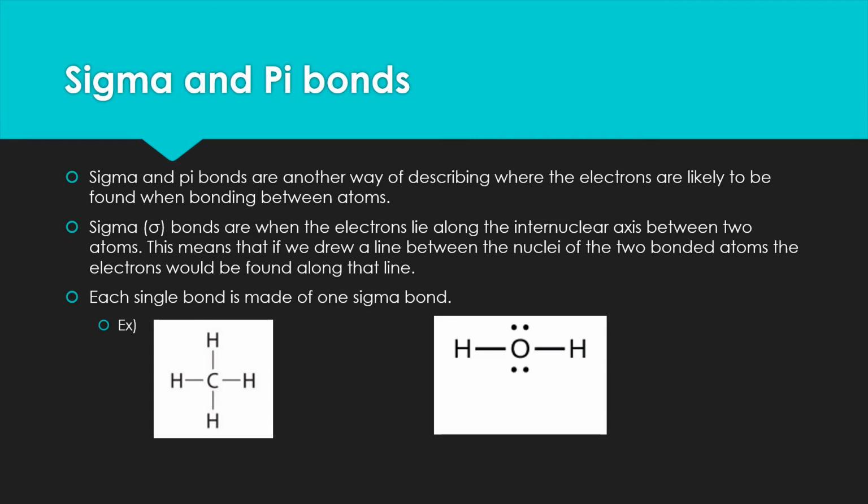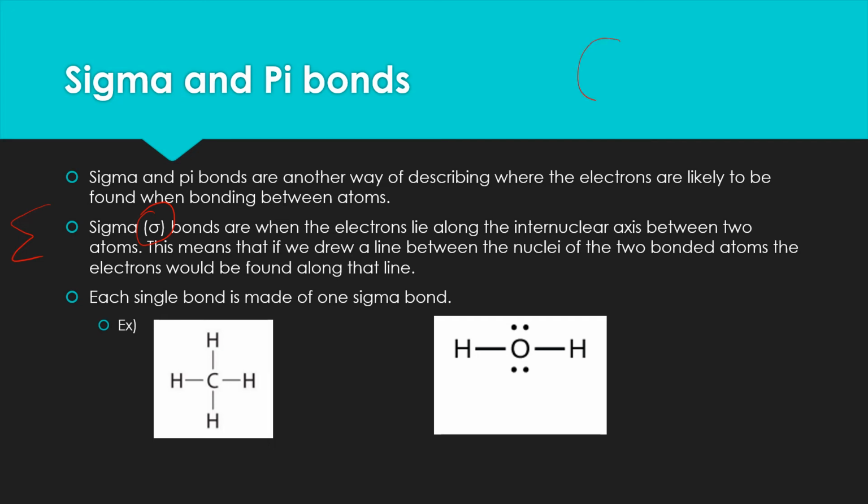So sigma bonds are represented by this symbol here. That's a lowercase sigma. You might have seen uppercase sigma in your math class. We're going to use it later this year. It's that uppercase E looking character. But lowercase sigma, these sigma bonds are when the electrons lie along the internuclear axis between 2 atoms. This means that if we draw a line between the nuclei of 2 bonded atoms, the electrons would be found along that line.